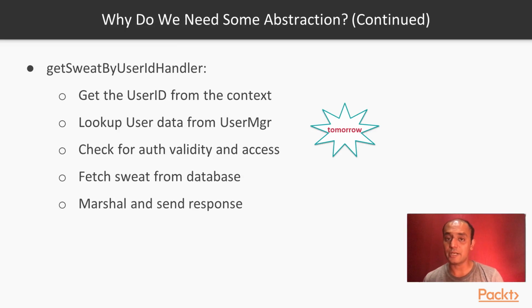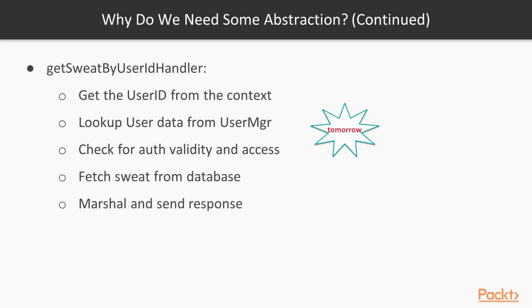Maybe we look up the user ID from the context as usual, but we may want to go to a different service for users, maybe create a different service for user managers. Interestingly, in the next section, in section 6, we'll do exactly this. We also may want to add some authentication. We want to fetch the sweat from the database and then finally send this information. Now, if we have to do all this, we have to ensure that we are not violating any basic constructs.